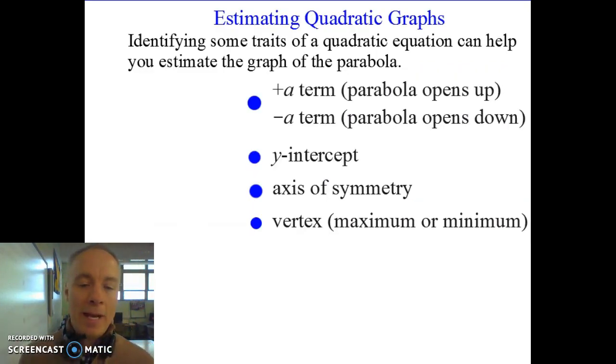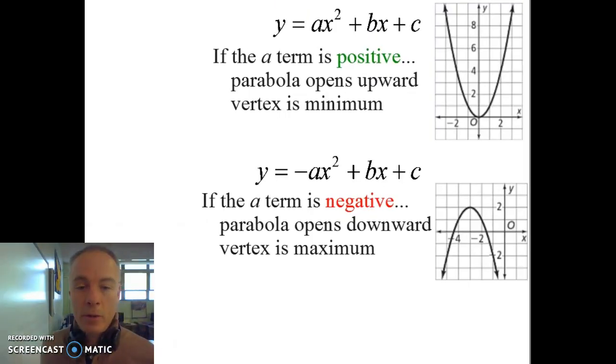So here's another way to estimate the graph of a quadratic equation. First clue, you're going to look at the a term. Second clue, find the y-intercept. Third, identify the axis of symmetry. And fourth, then find the vertex. So looking at your first clue, the a term.